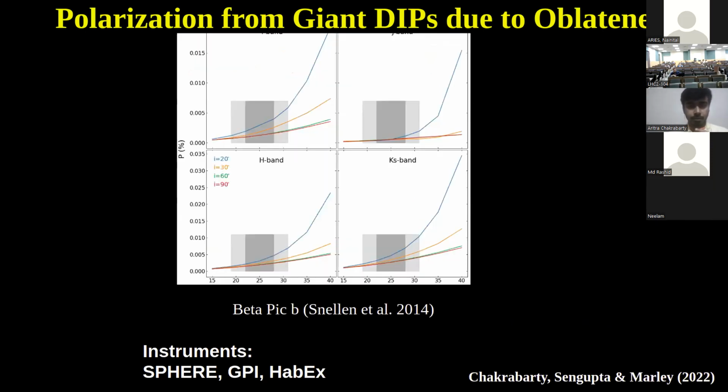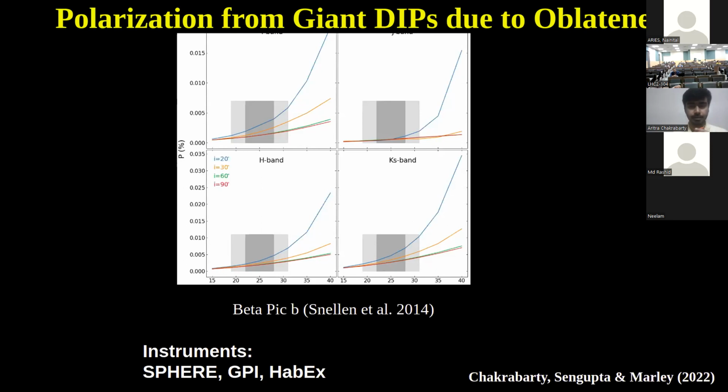And this is a model particularly for Beta Pic b, which has already been attempted. Its rotation speed, V sin i, was recorded by Snellen et al. 2014, but we don't have the information on i. So this one shows the possible range of i that we can have when we have the actual polarimetric observation of this planet.